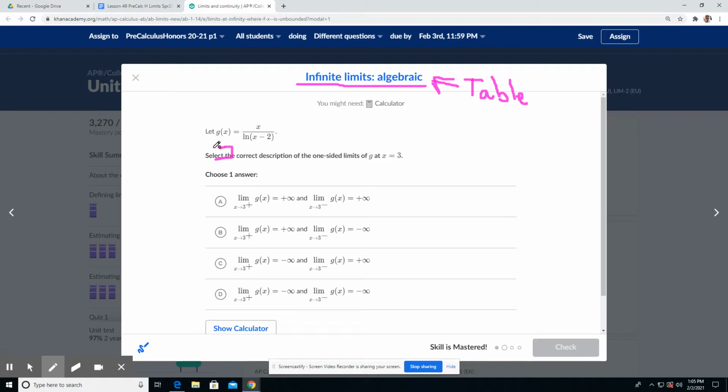They want us to select the correct description of the one-sided limits at x equals 3. Okay, so it's always good just to plug it in. If I plugged it in, I would get 3 over ln of 3 minus 2, which is 1. The natural log of 1 is equal to 0, so we get 3 over 0.